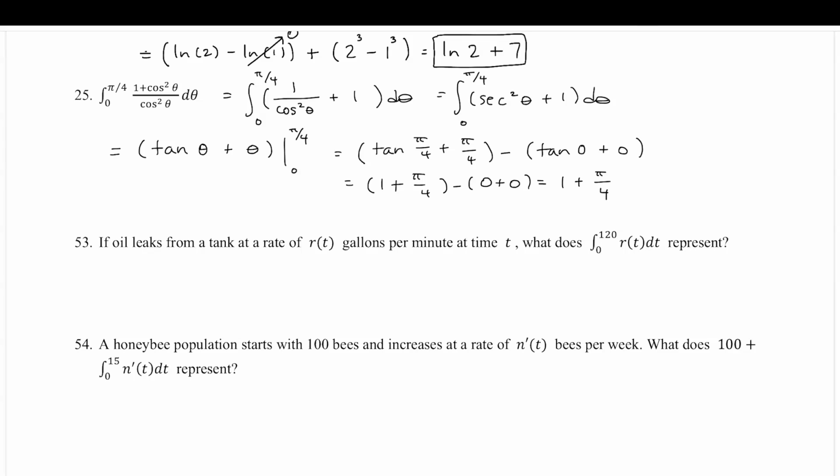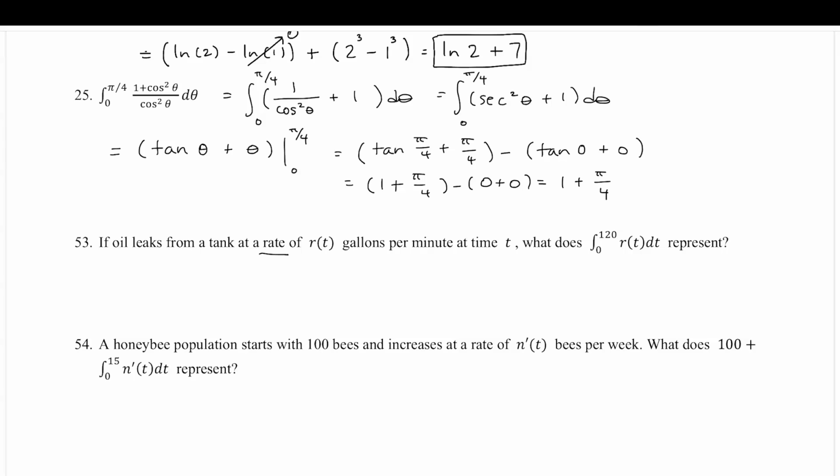And you could combine that into a single fraction if you want. Doesn't really matter. You could get a decimal if you'd like as well. You're welcome to graph the integrand function and try to relate this 1 plus pi over 4 to the area under the curve. All right, and then in numbers 53 and 54, we can start to understand why integration is important. What actually does this integration tell us in a context?